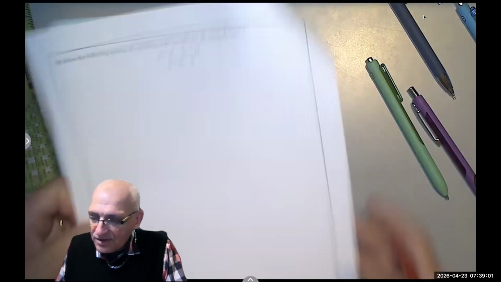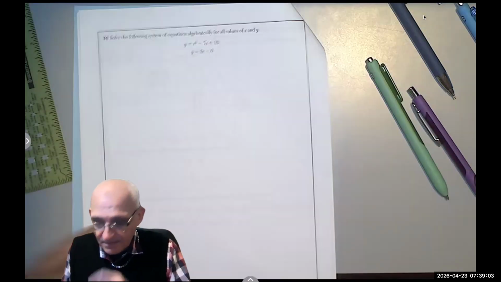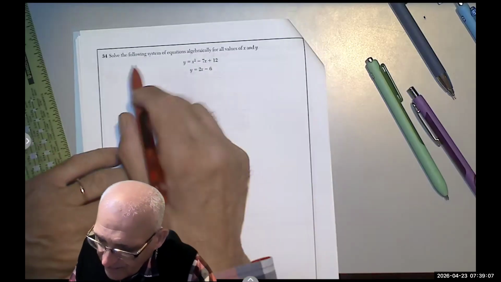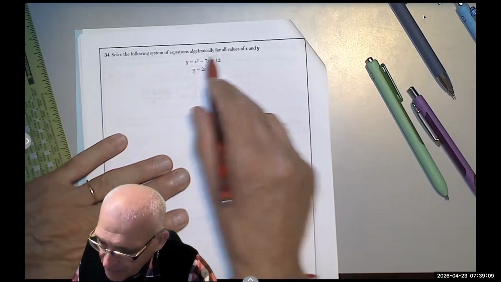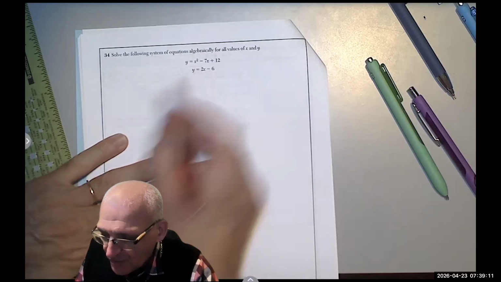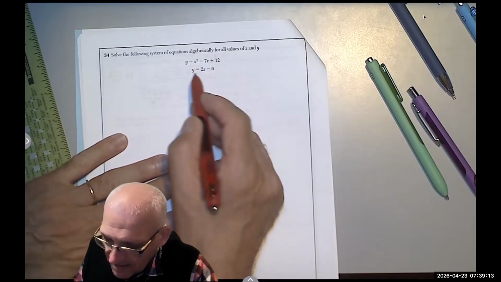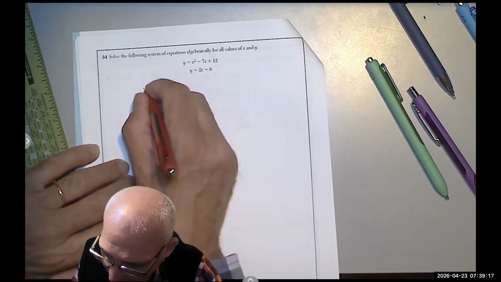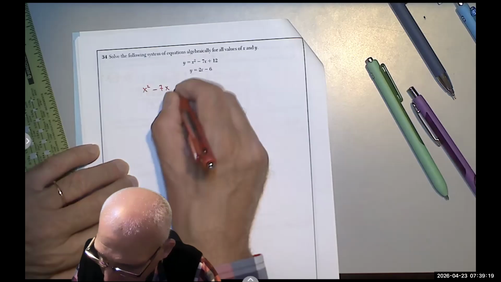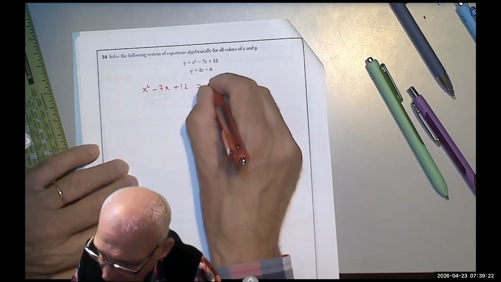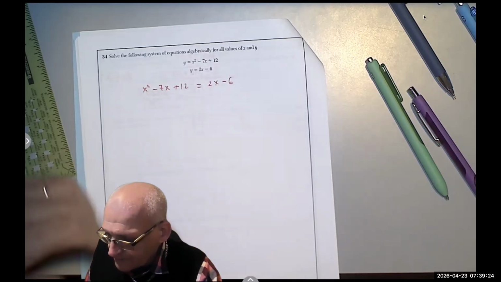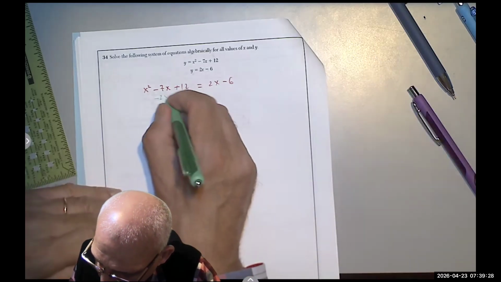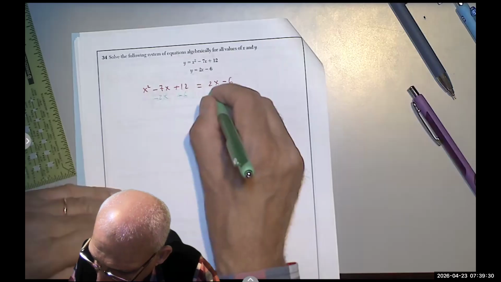We have one more to complete part 3. It says solve the following system of equations algebraically for x and y. We know that since this equals y and this equals y, they equal each other. So x squared minus 7x plus 12 equals 2x minus 6. So I'm going to move these here by subtracting 2x and adding 6 to both sides.